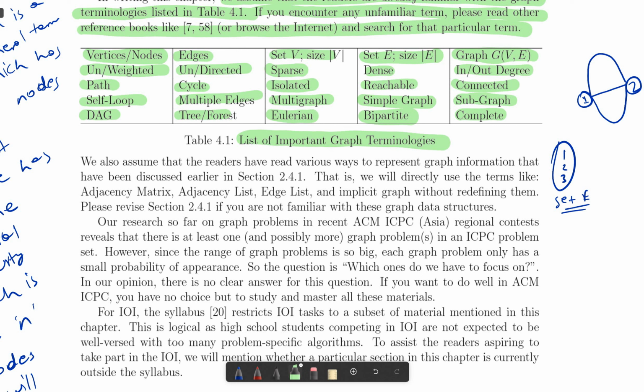Okay, so I told you about the ways in which I can represent the graph, like adjacency matrix, adjacency list, edge list. I have not talked about edge list and implicit, but I told you that we mostly use adjacency list. Okay.